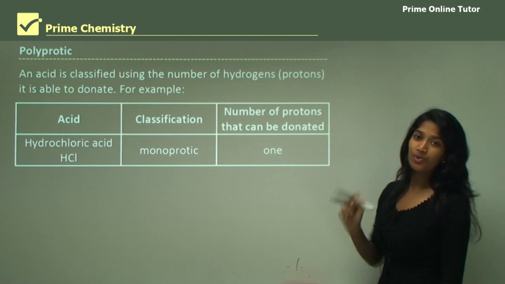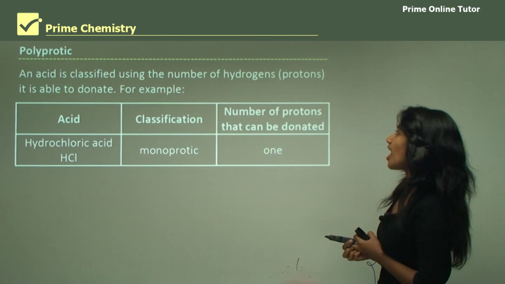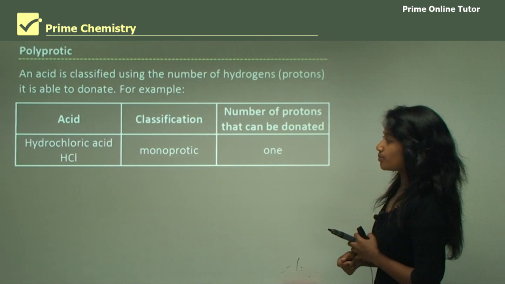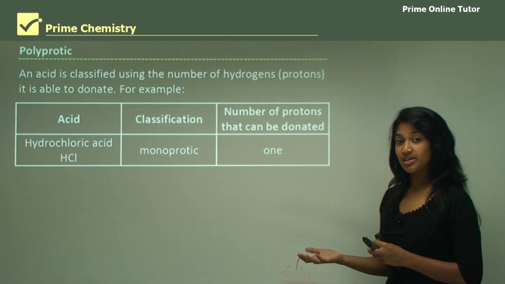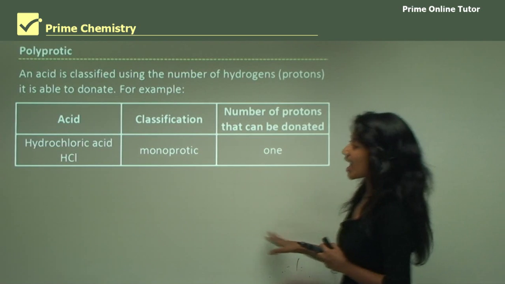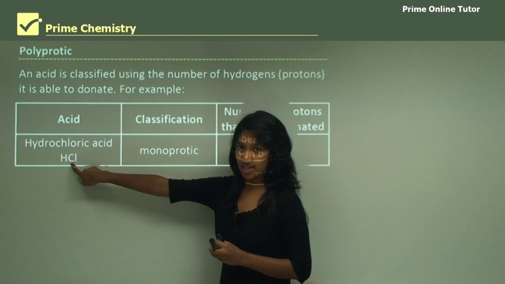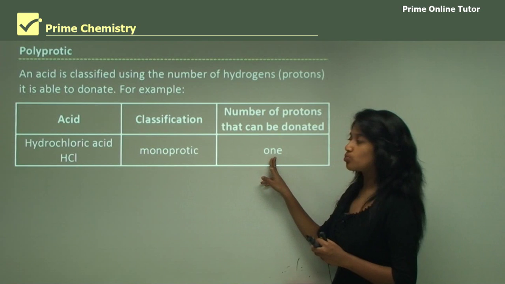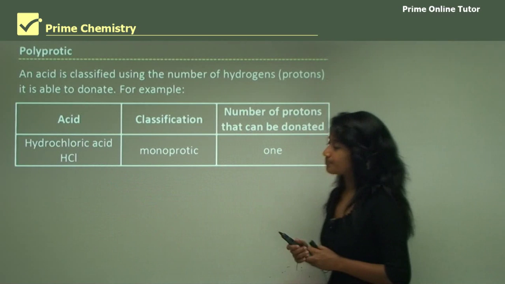Now let's look at polyprotic. What does protic mean? An acid is classified using the number of hydrogens or protons it is able to donate. For example, we have different acids that are able to donate different numbers of hydrogens. We have hydrochloric acid, which is HCl. It has one hydrogen, as you can see, so it is a monoprotic acid, meaning only one of its hydrogens can be donated because it only has one of them.